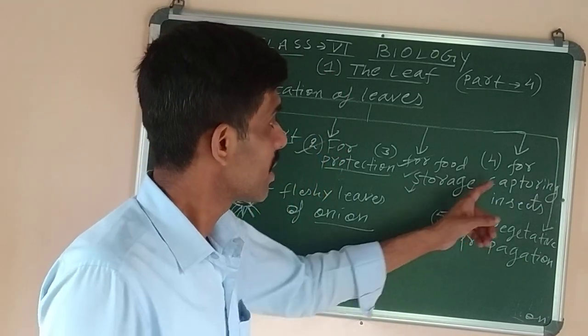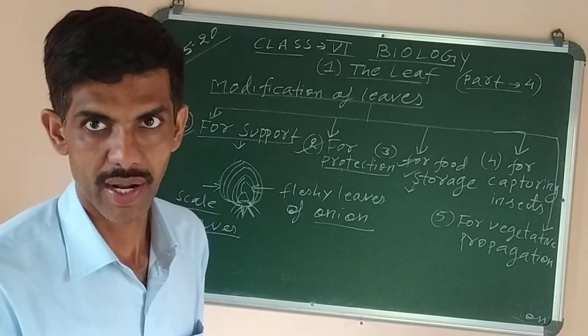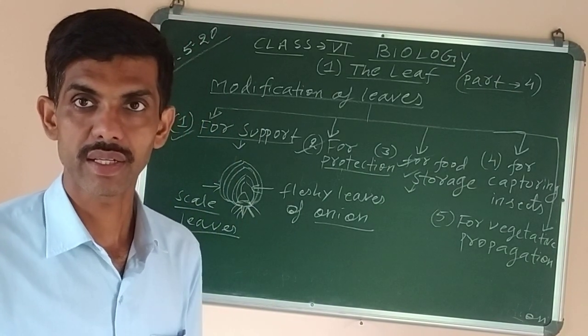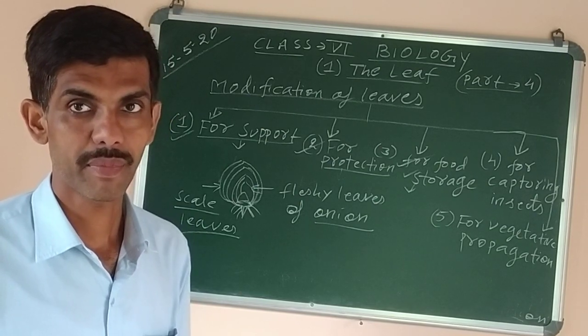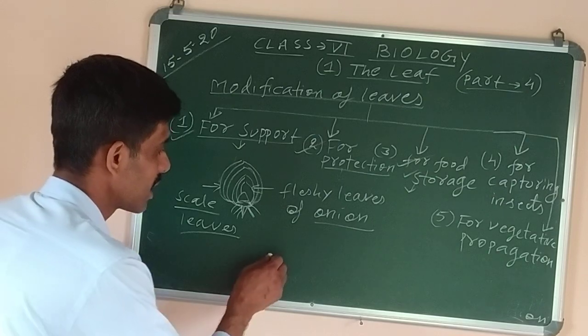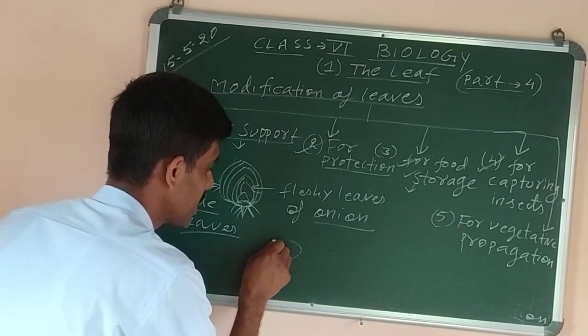Now next one is for capturing insects. You have already studied about insectivorous plants. What are insectivorous plants? The plants that eat insects, like Venus flytrap and pitcher plant. So what happens in the pitcher plant? The leaf gets modified into a pitcher-like structure.